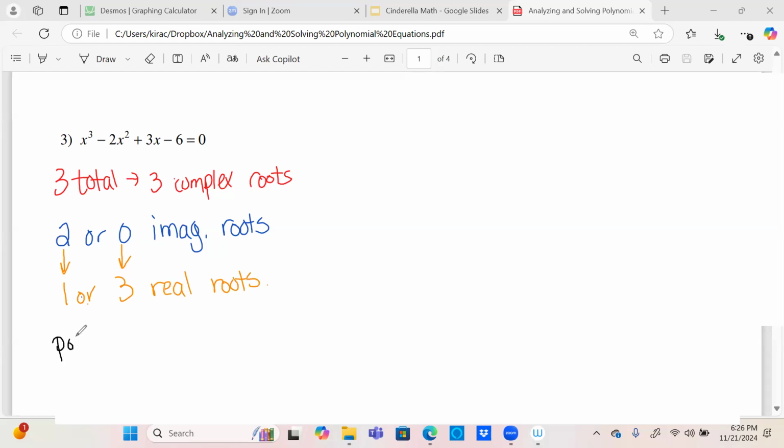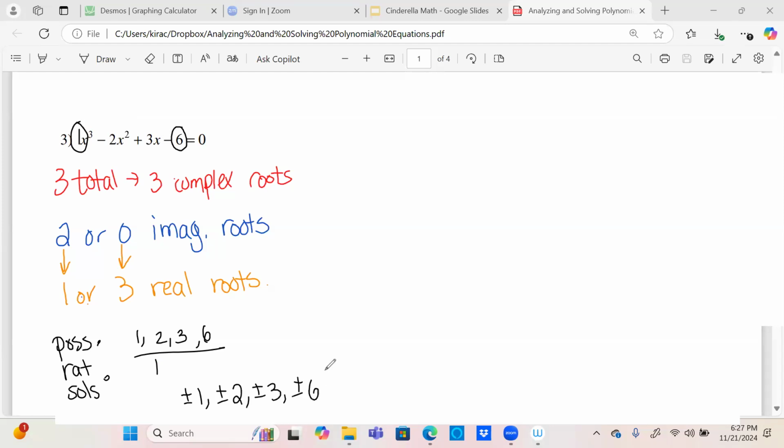Okay, let me just go ahead and do the possible rational solutions. So take 6, ignore that it's negative, list out its factors. So that's 1 times 6, 2 times 3. Divide by the factors of the leading coefficient, which is just 1. So 1 divided by 1 is 1, 2 divided by 1 is 2, and so forth. If this thing has pretty answers, it must come from that black box. Those are the possible rational solutions. Not saying it has those, but it could.